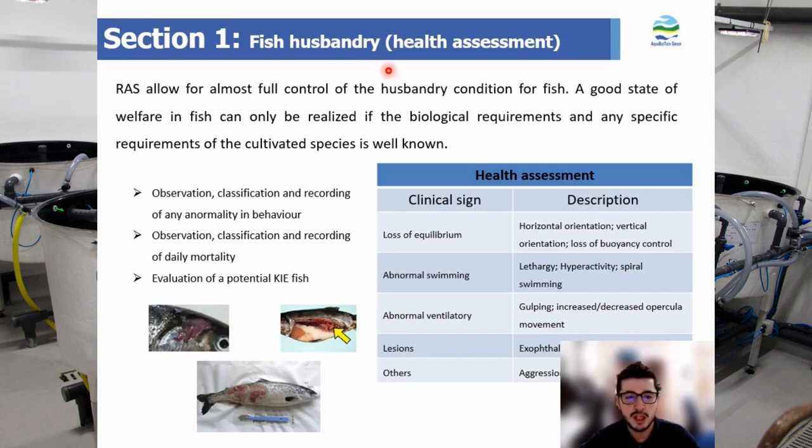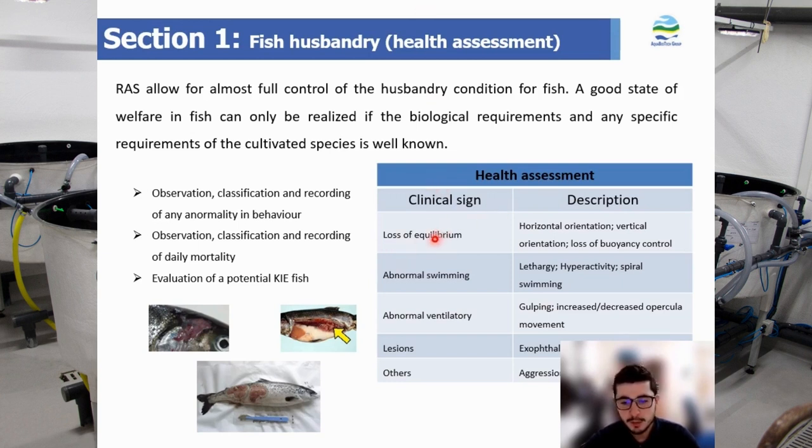Generally speaking, the fish husbandry routine can be divided into macro categories: health assessment and feeding. The health assessment consists primarily of observation, classification, and recording of any abnormality in behavior, observation, classification and recording of daily mortalities, and evaluation of potential key AI fish. The meaning is a fish with evident signs of disease that will be terminated to avoid any additional suffering. There are some clinical signs to better understand the health assessment, and they are listed in the table shown.